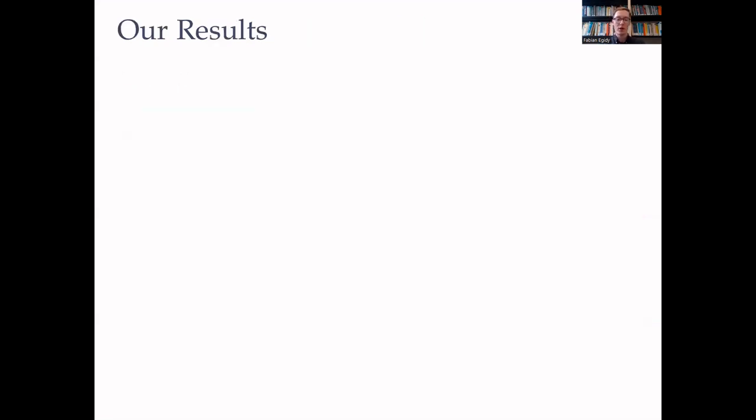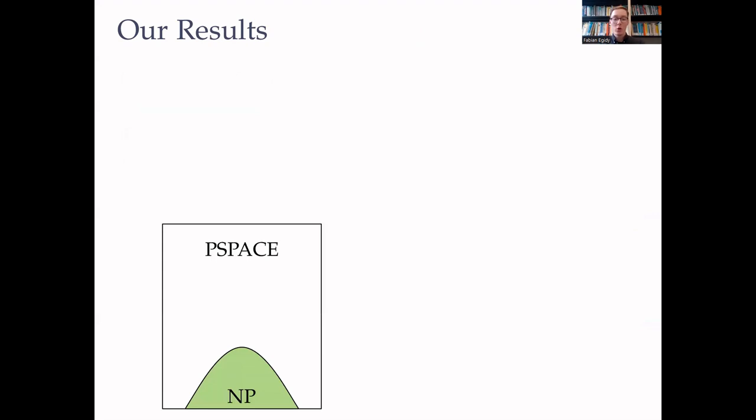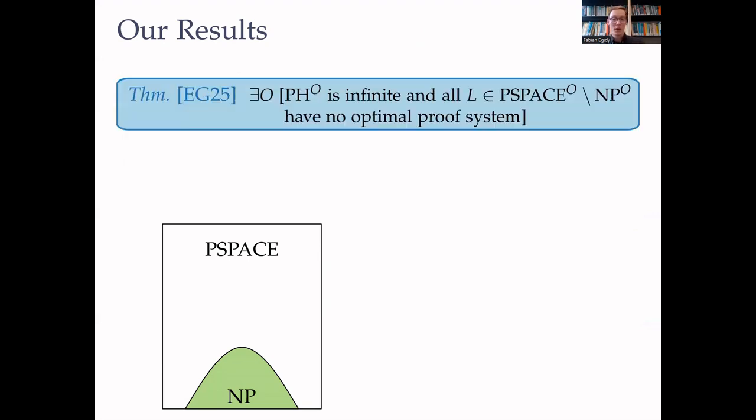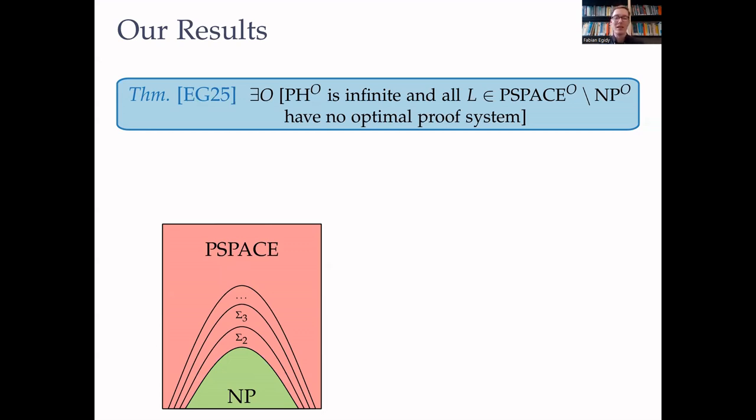So we constructed two oracles. If we only look at the sets inside P space, this picture shows all that we know about the existence of optimal proof systems. And relative to our first oracle, the following holds. The polynomial time hierarchy is infinite, and all sets that are in P space but not in NP have no optimal proof system. And this shows that even when assuming an infinite polynomial time hierarchy, we have a relativization barrier for the easiest sets outside NP when we want to show for them that they have optimal proof systems.